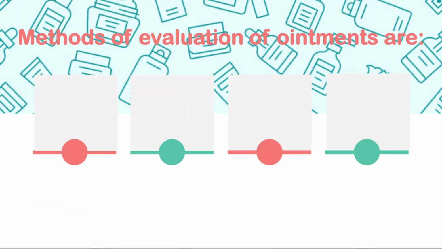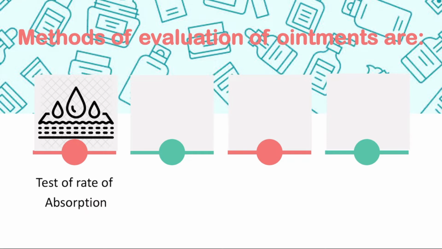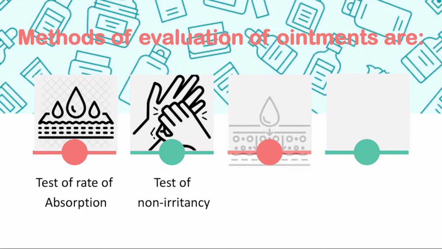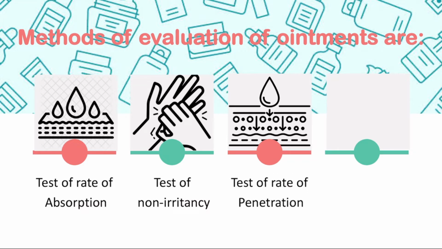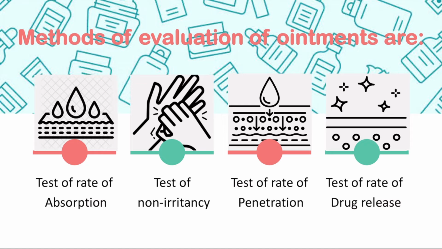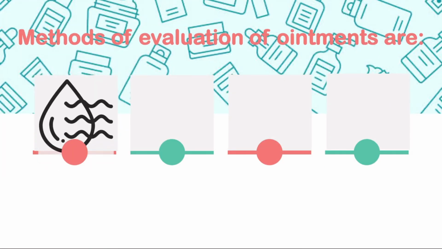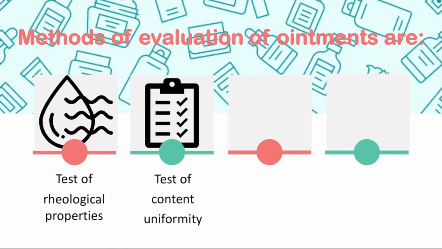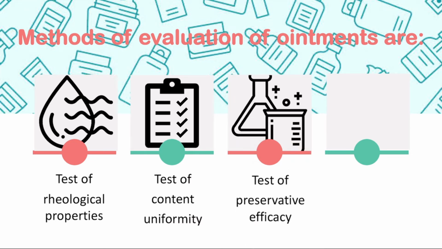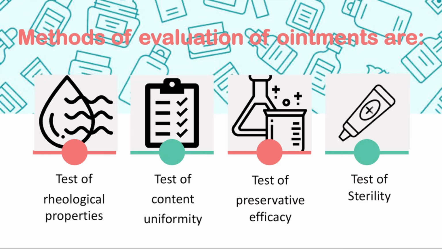So there are some tests to evaluate the ointment. It is important to apply these tests to every ointment to ensure the efficacy and safety of the physical and chemical properties of all ingredients present, to be able to release the ointment to the market, and to have pharmaceutical evidence to get the FDA license. These tests are taken from the pharmacopoeia: test of rate of absorption, test of non-irritancy, test of rate of penetration, test of rate of drug release, in addition to test of rheological properties, test of content uniformity, test of preservative efficacy, and lastly, test of sterility.